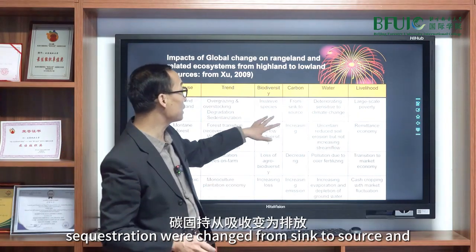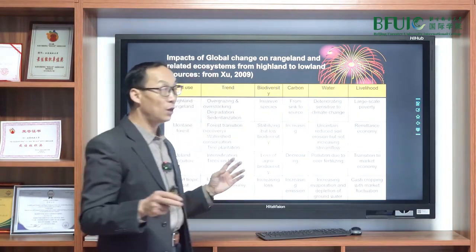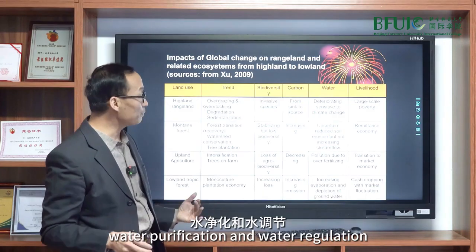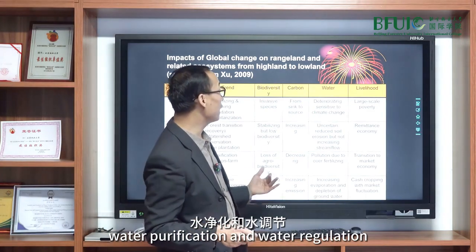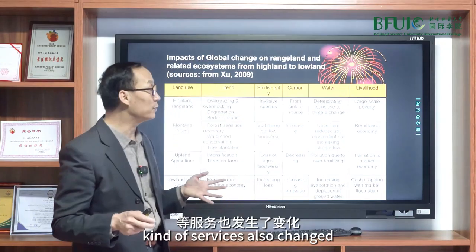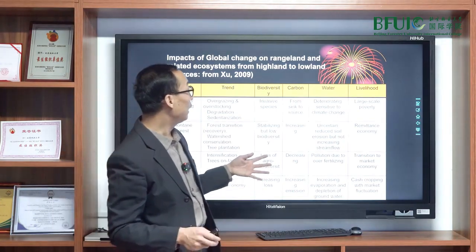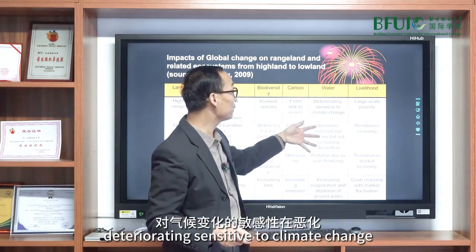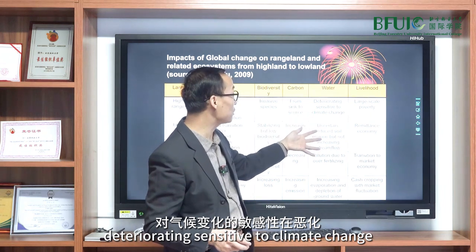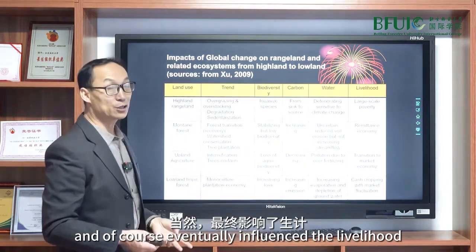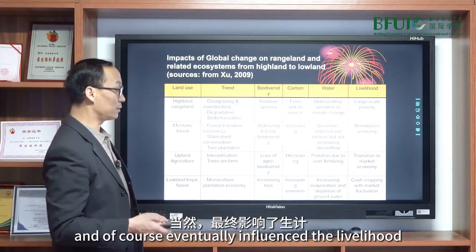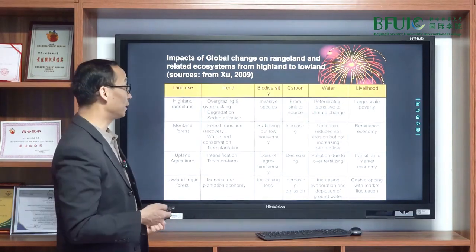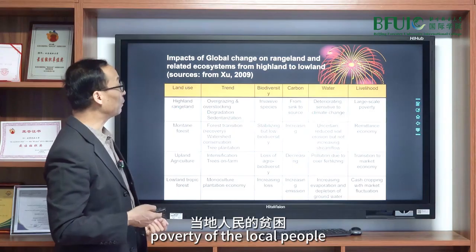carbon sequestration changed from sink to source, and water purification and water regulation services also changed, deteriorating and becoming sensitive to climate change, and of course, eventually influencing the livelihood and causing poverty of the local people.